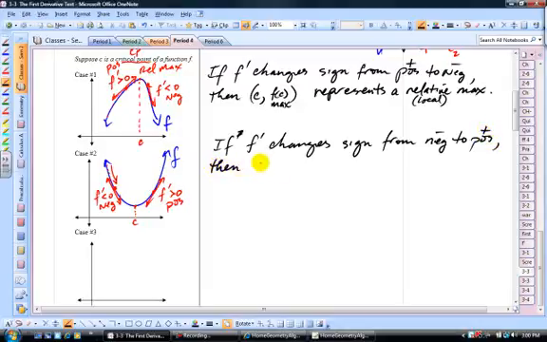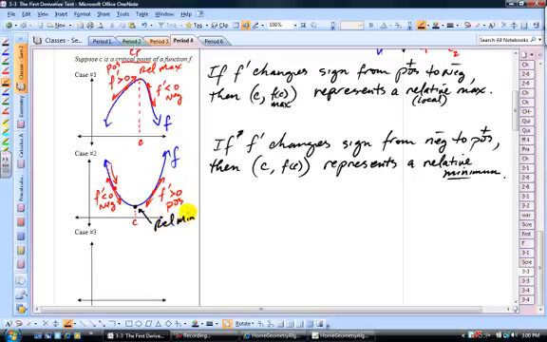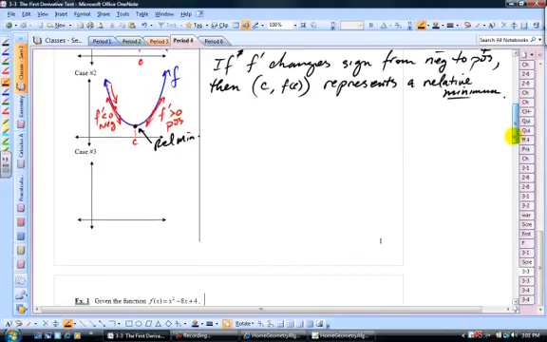then it indicates that C comma F of C represents a relative minimum. This point right there is what's called a relative minimum, because it goes decreasing and then increasing. It goes down and then back up. So if you have a change in sign to the left and right of your critical point, you must have either a relative min or max.